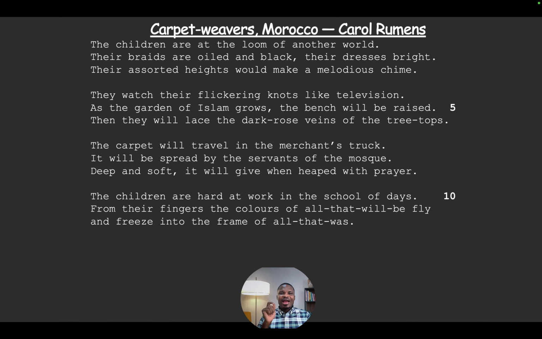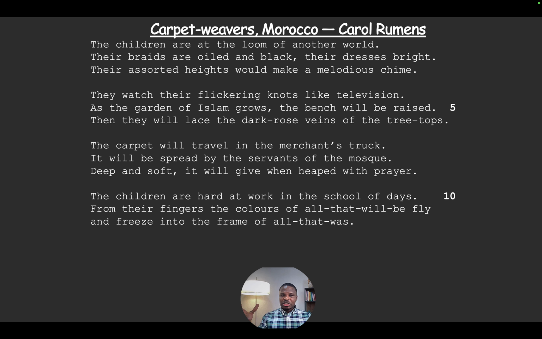The children are the loom of another world. Their braids are oiled and black. Their dresses bright. Their assorted heights would make a melodious chime. They watch their flickering knots like television. As the garden of Islam grows, the bench will be raised. Then they will lace the dark rose veins of the treetops. The carpet will travel in the merchant's truck. It will be spread by the servants of the mosque.